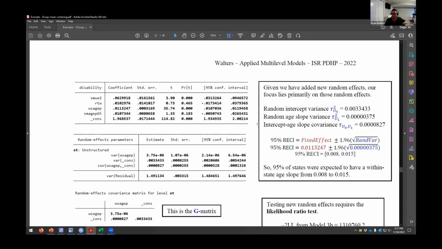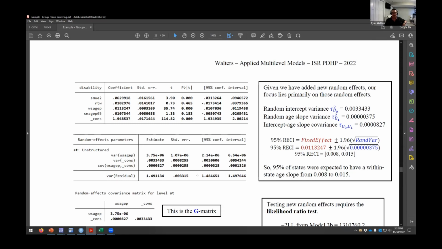How big are those differences? We can quantify that in terms of the disability outcome using our 95% random effects confidence intervals. So our random age slope variance was 0.0000375. We have our fixed effect of 0.0113247. We can take that fixed effect plus or minus 1.96 times the square root of that random slope variance, and we get a random effects confidence interval that goes from 0.008 to 0.015. So 95% of states were expected to have a within state age slope between 0.008 and 0.015.